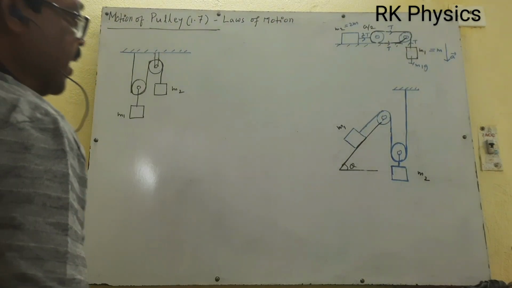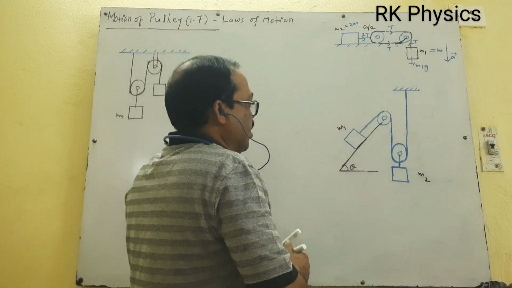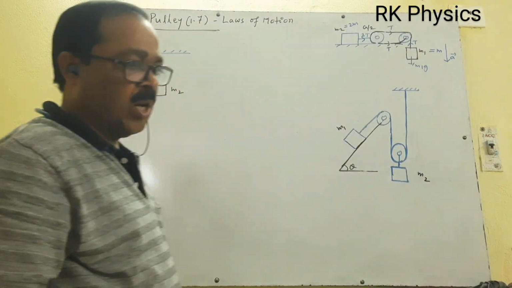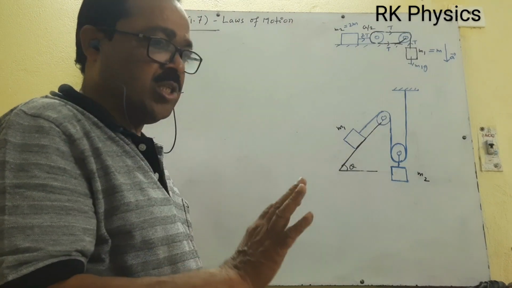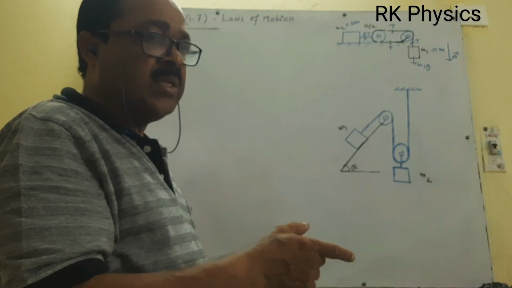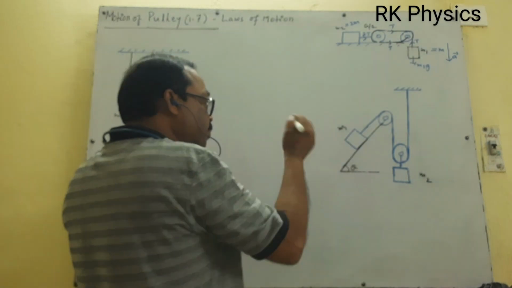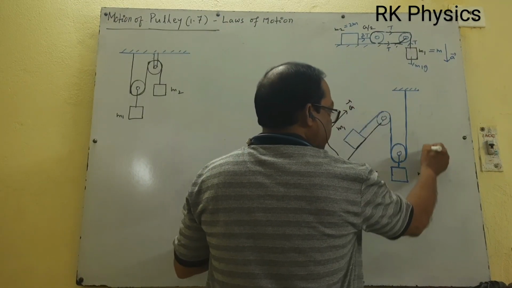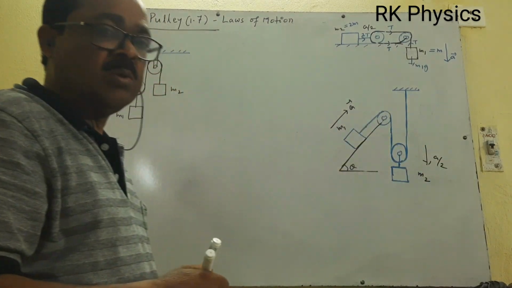Now let us come to the second pulley. In the case of the second pulley, this is fixed. We do not know whether M2 is moving down or M1 is moving down. If your acceleration is positive, then your convention is correct. If the acceleration is minus, your convention is in the opposite direction. Now let us say my convention is, M1 is moving up with acceleration A, and M2, this is U shape, is moving with half the acceleration.